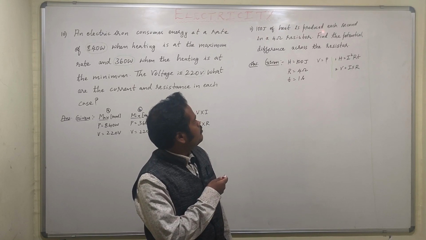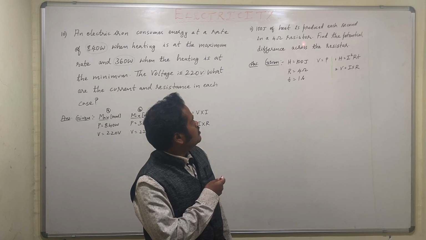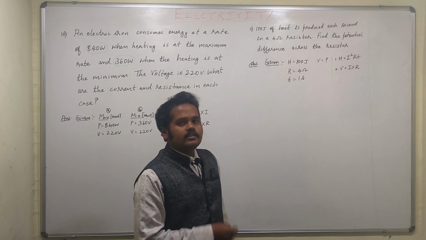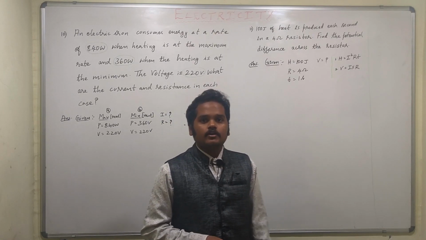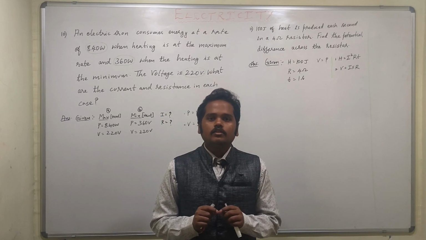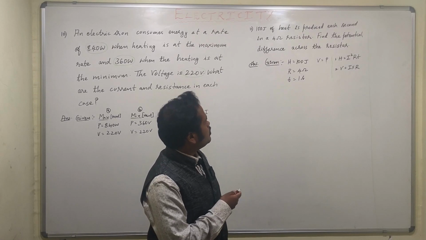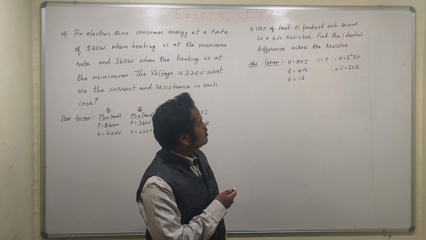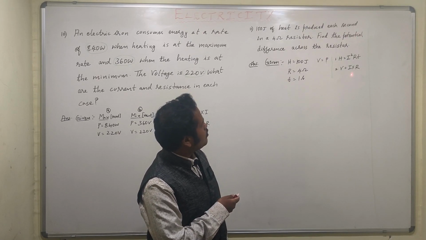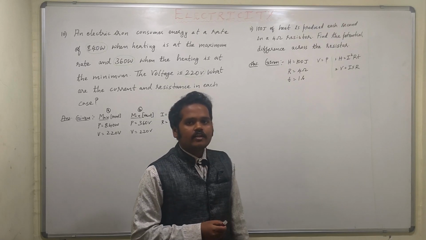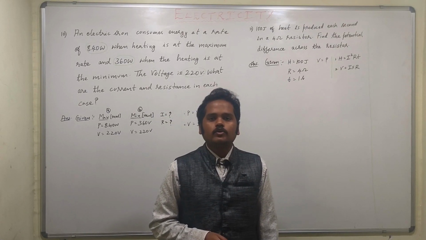100 joule of heat is produced each second in a 4 ohm resistor. So we have a resistor which is 4 ohm, and in that resistor 100 joule of heat is produced. Find the potential difference across the resistor. So we have to find out potential difference V across the resistor. V is equal to question mark. Each second, so they have given the time, that is T. T is equal to 1 s.